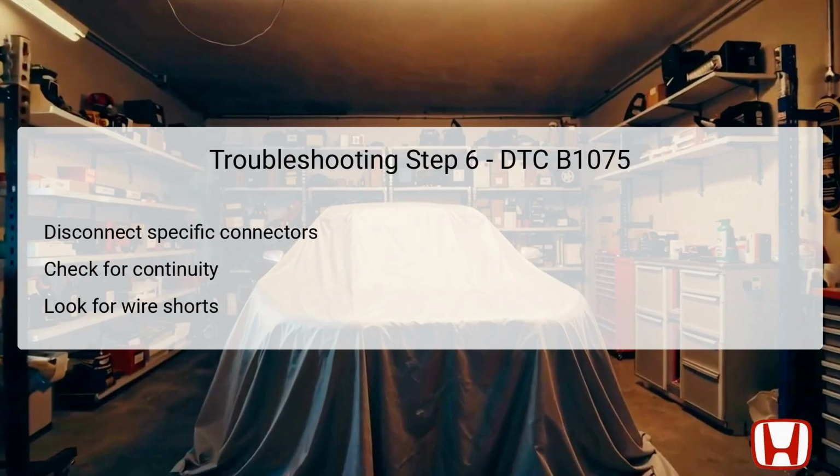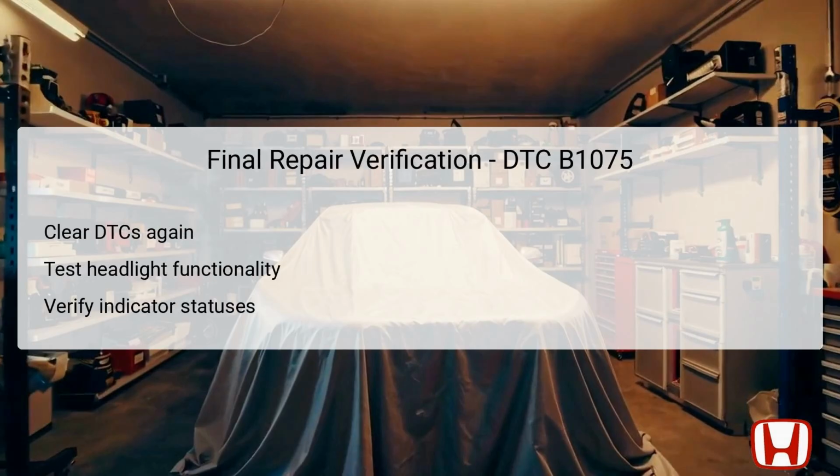If continuity is found, it indicates a short, necessitating immediate repair of the wiring. In case there is no continuity, the relay control module likely needs replacement. Each action in this step is vital to ensuring comprehensive checks of the electrical integrity within the vehicle's headlight circuitry. After completing all necessary repairs, it's crucial to verify that the issues associated with DTC B1075 have been fully rectified.